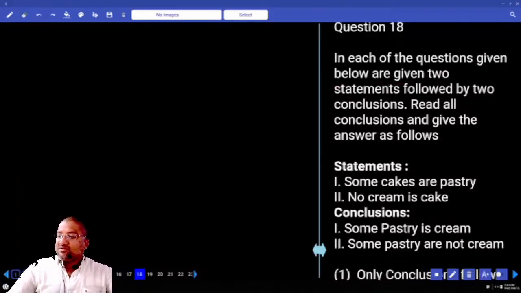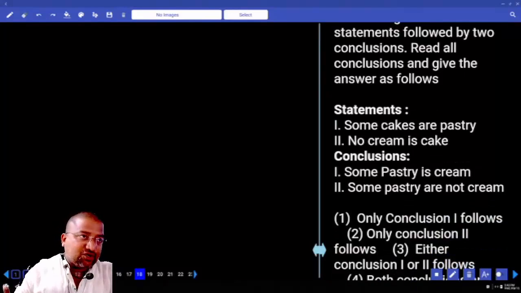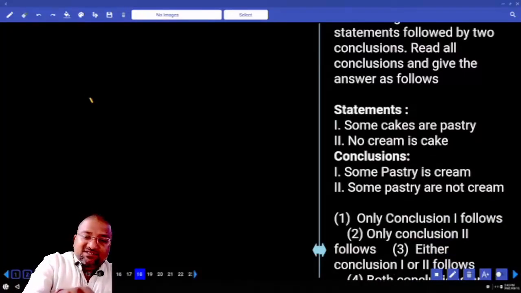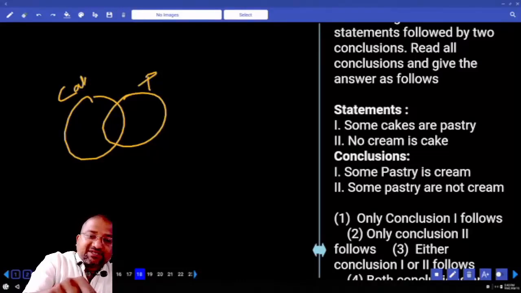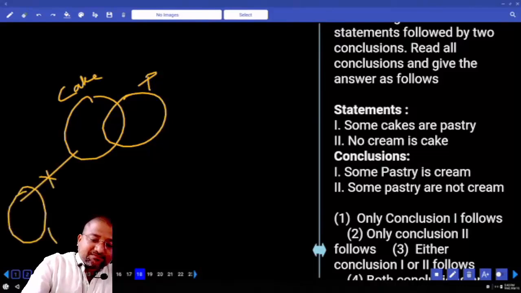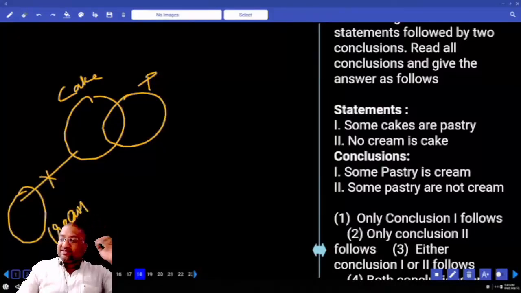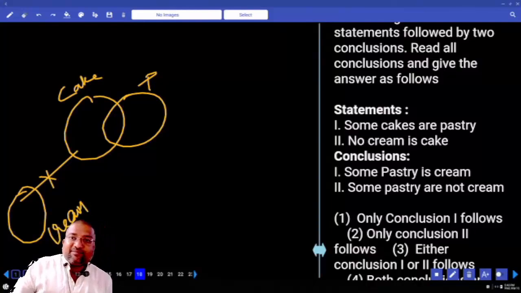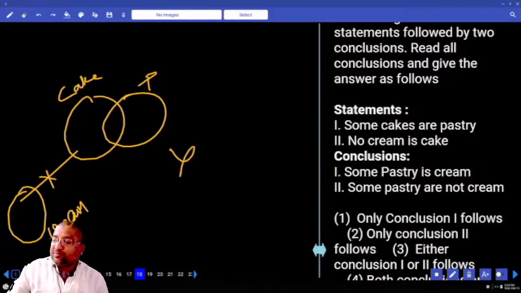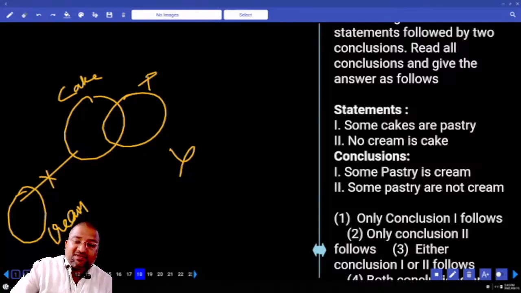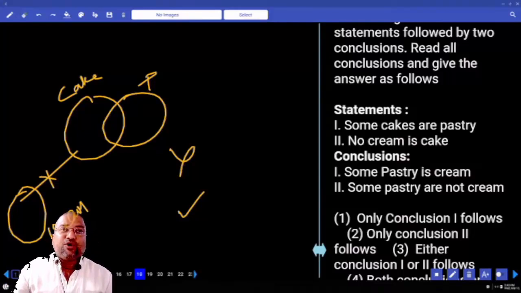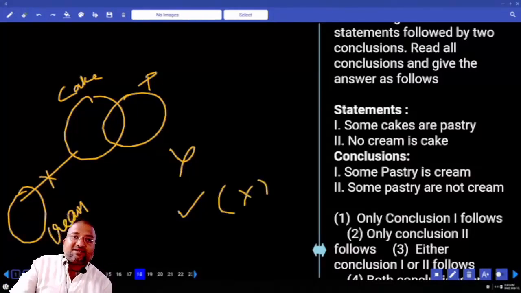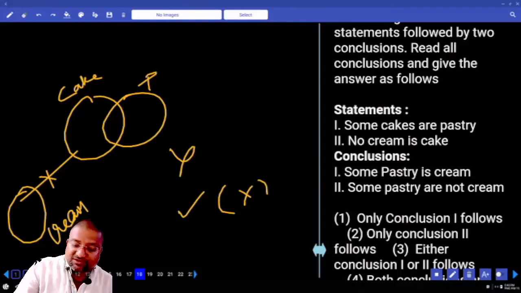Chalo. How will you solve? Only diagram, yes or no? Come on, what is this? Some cakes are pastries. No cream is cake. First, some pastry is cream, right or wrong? Wrong. Some pastries are not cream, right? Complementary, all pastries are cream. Can I take all the pastries inside cream? No. Why? Cake. So this is wrong and this is right. What's your answer? Only 2 follows.